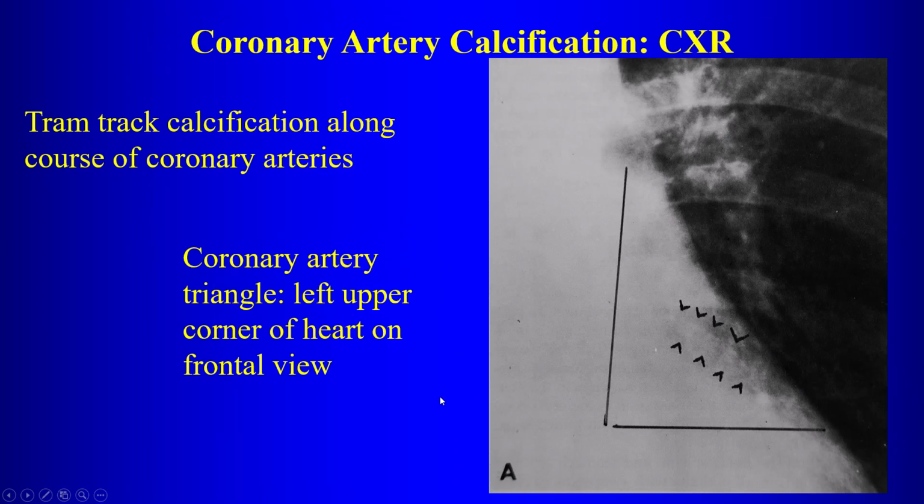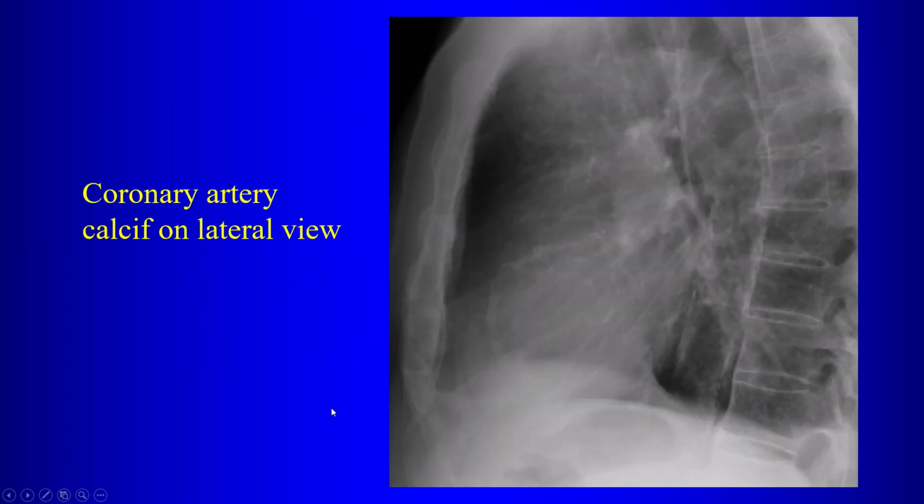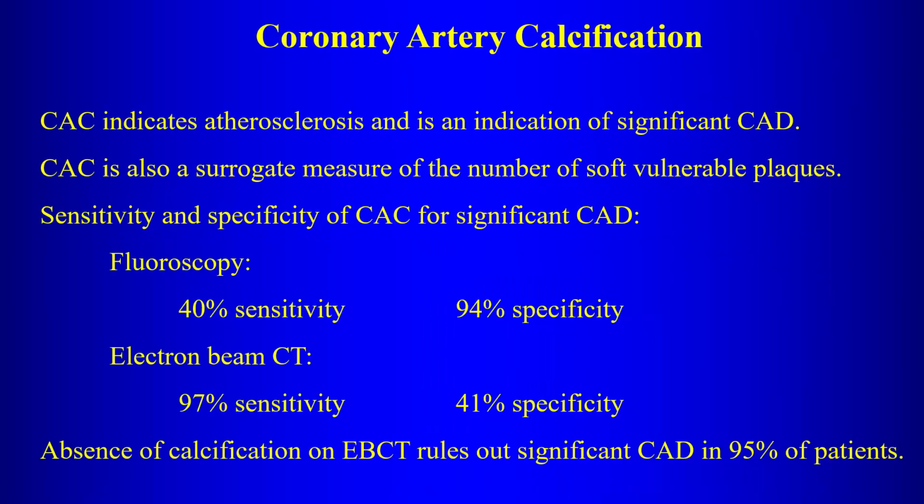Now, coronary artery calcification, this typically occurs especially near the coronary artery triangle, the left upper corner of the heart. Very common location to see coronary artery calcification on the plain film. And if we see coronary artery calcification, it always means, of course, that there's coronary atherosclerosis. So coronary artery calcification indicates atherosclerosis. It's an indication of coronary artery disease.